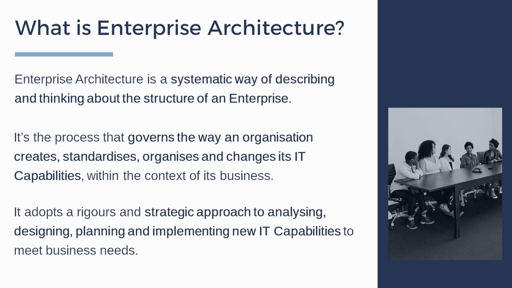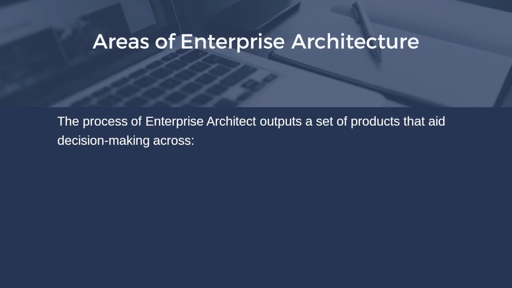Enterprise architecture adopts a rigorous and strategic approach to analysing, designing, planning, and implementing new IT capabilities to meet the business needs. This allows a business to stay on top of often rapidly emerging trends in its industry. A good enterprise architecture allows a business to achieve a balance between transformation and maintaining its necessary day-to-day activities. The process of enterprise architecture outputs a set of products that aid decision-making.